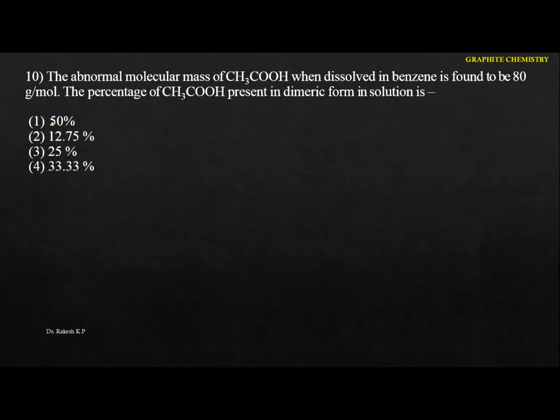The abnormal molecular mass of acetic acid when dissolved in benzene is found to be 80 gram per mole. The percentage of acetic acid present in dimeric form in solution is... okay, let me take this one here.